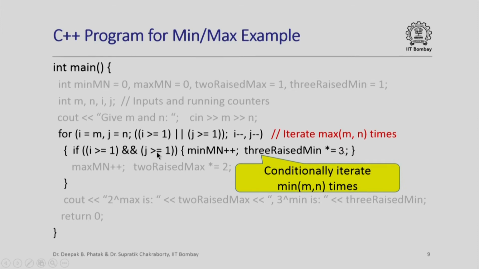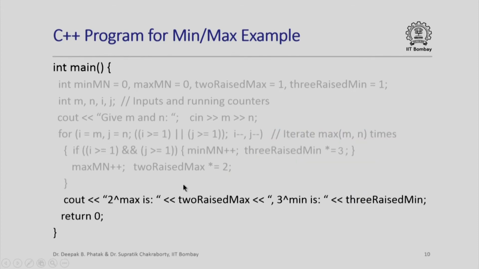Now note that if both i and j are greater than or equal to 1, where I have initialized i and j to m and n, and I am decrementing them at the end of every iteration, it means that the total number of times that this statement will get executed, the increment of min(m,n), is exactly the minimum of m and n. The moment one of i or j becomes 0, this condition evaluates to false, this statement is no longer executed, and therefore the value of min(m,n) does not change. So here you see I have used one for loop, but using an if statement I am basically making these two statements be repeatedly executed only min(m,n) times, although the entire loop is being iterated max(m,n) times.